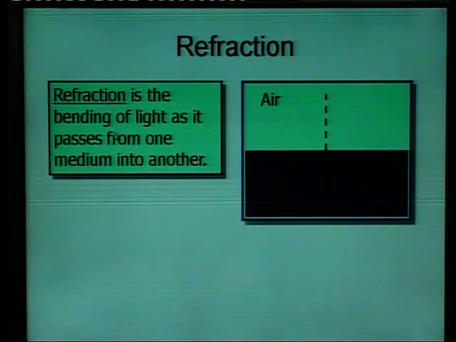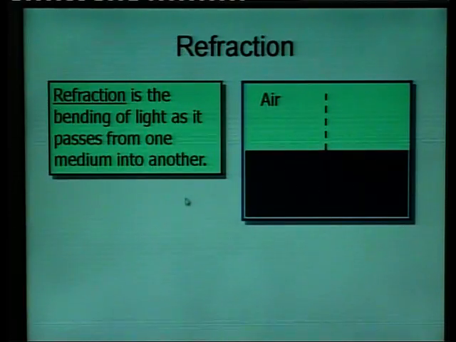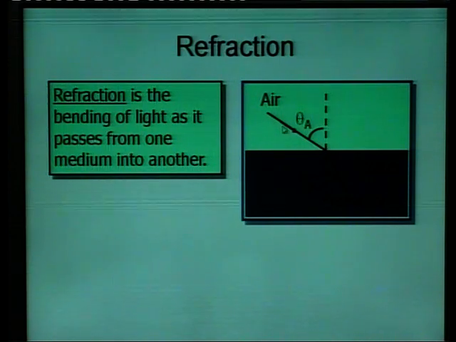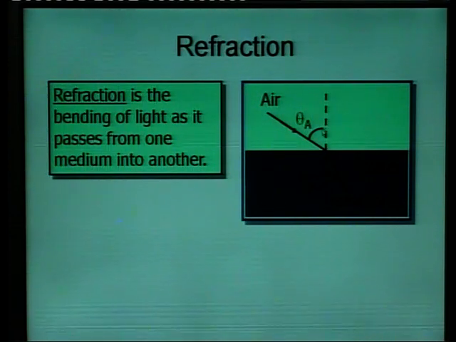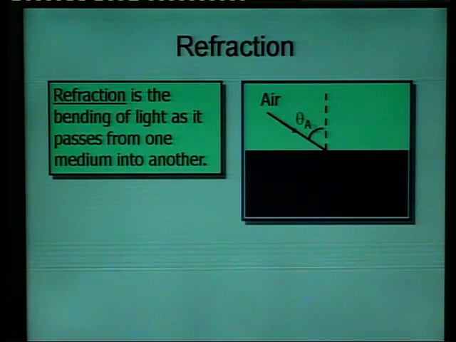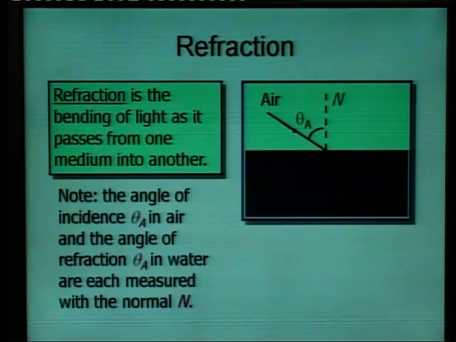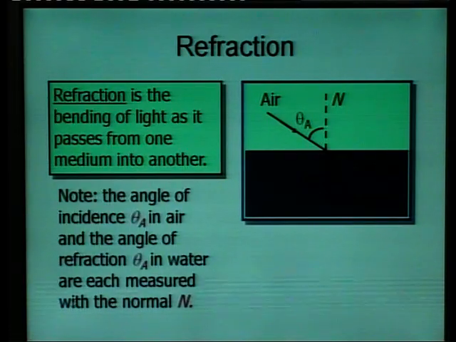So refraction is the bending of light as it passes from one medium to another. From examples shown here, from air to water, this is angle in air and this is angle in water. We say this is angle of incidence and this is angle of refraction. Note the angle of incidence theta A in air and the angle of refraction theta W in water are each measured with the normal. So these angles, they are measured with respect to the normal.